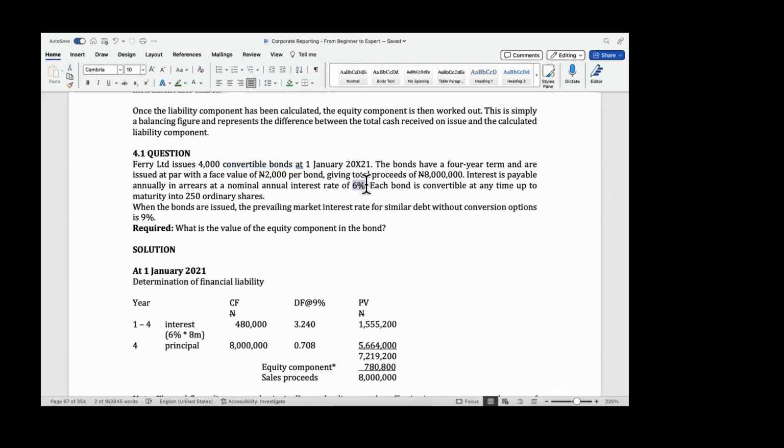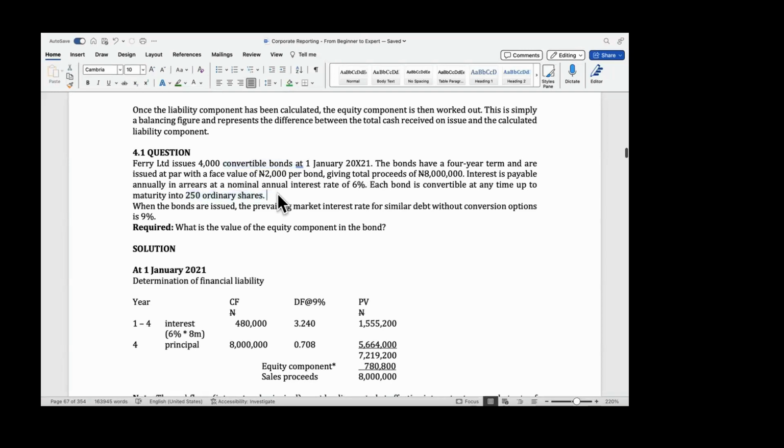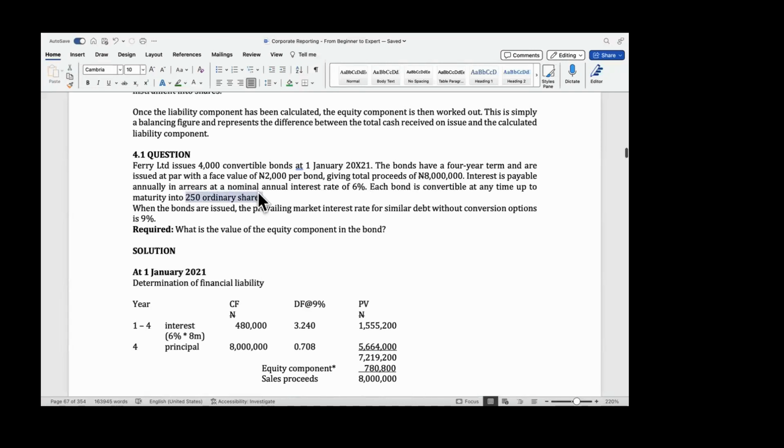So this is the nominal interest at the rate of 6%. We're now told that each bond is convertible at any time up to maturity into 250 ordinary shares. So they are giving us a clue that at maturity, if this guy decides to convert to shares, if that's what his decision is, he's going to get 250 ordinary shares.